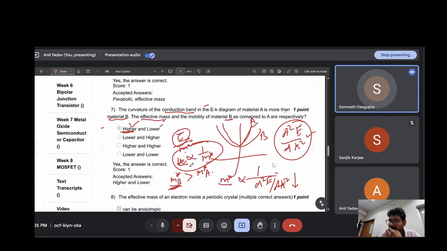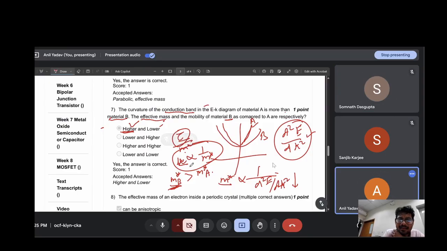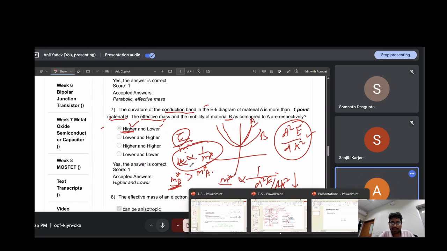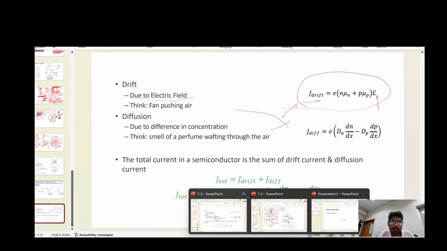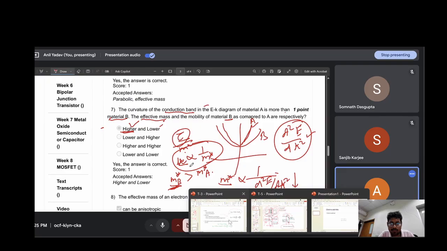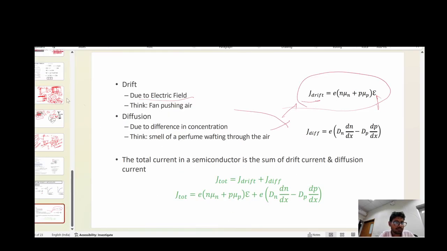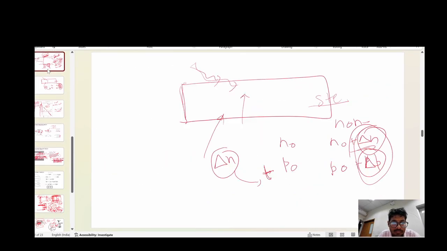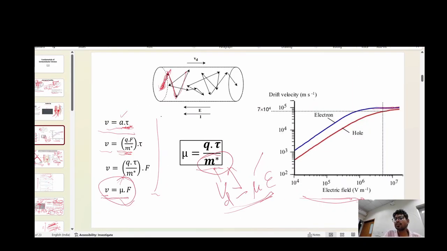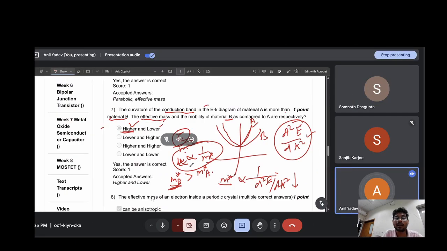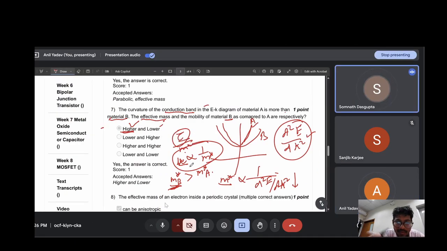Sir, I think the term will be E into tau by M star. Yes, there will be E. Or let me check once. I can just tell you within a minute. That is Q. Okay, you are saying electron charge. Electron charge, sir. Same, E. Okay, just a minute.